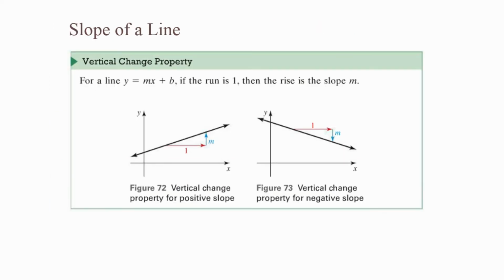Vertical change property. For the line y equals mx plus b, if the run is 1, then the rise is the slope. So for a positive slope, if the run is 1, then the rise is m. If it's a negative slope, the run is 1, and then you drop m.